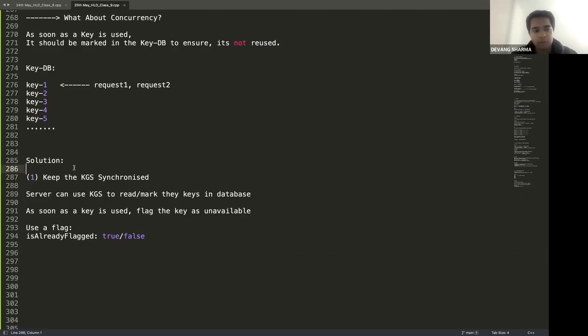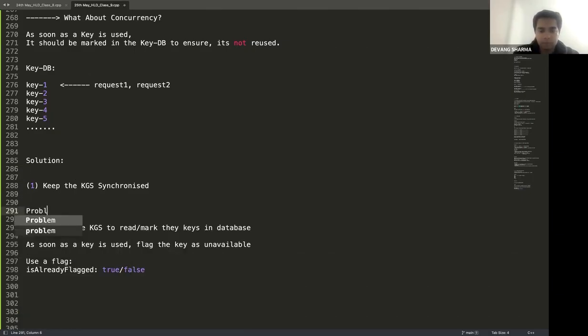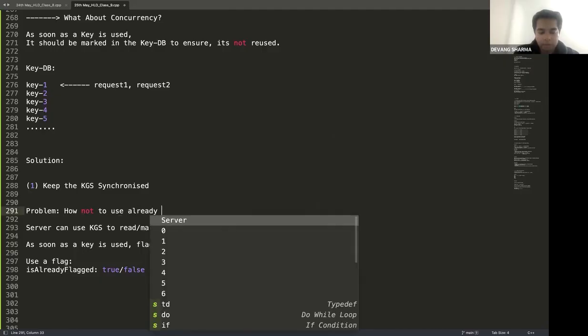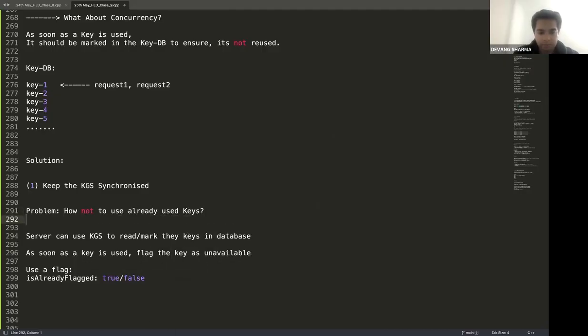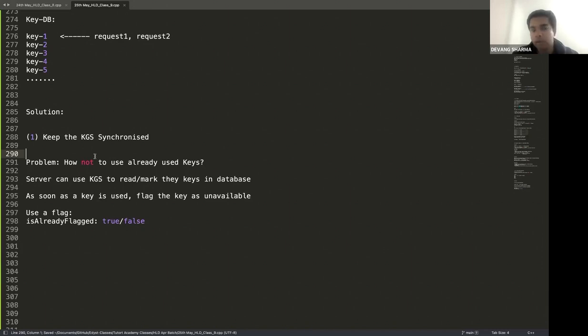So this is part of the problem where we are talking about how not to use already used keys. Nothing to do with concurrency here, just the problem I'm talking about, how to make sure that you're not using the key which is already introduced. So you need some sort of logic.